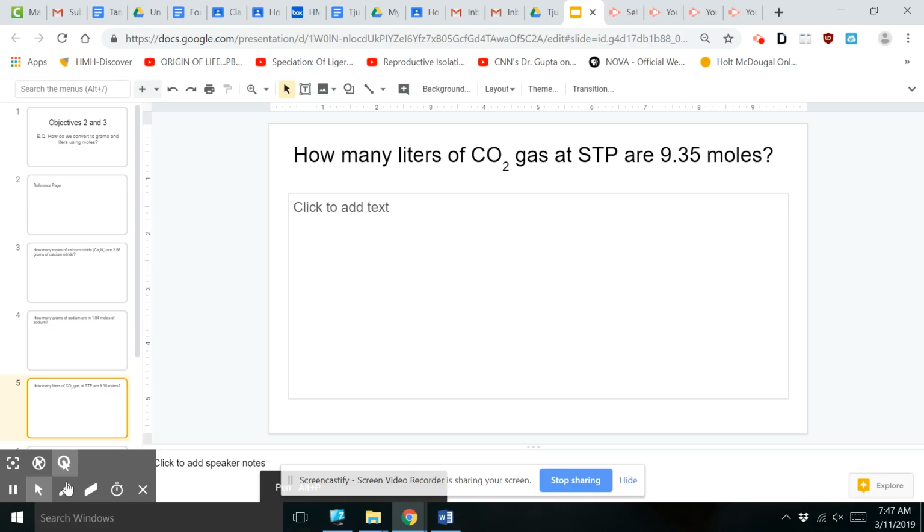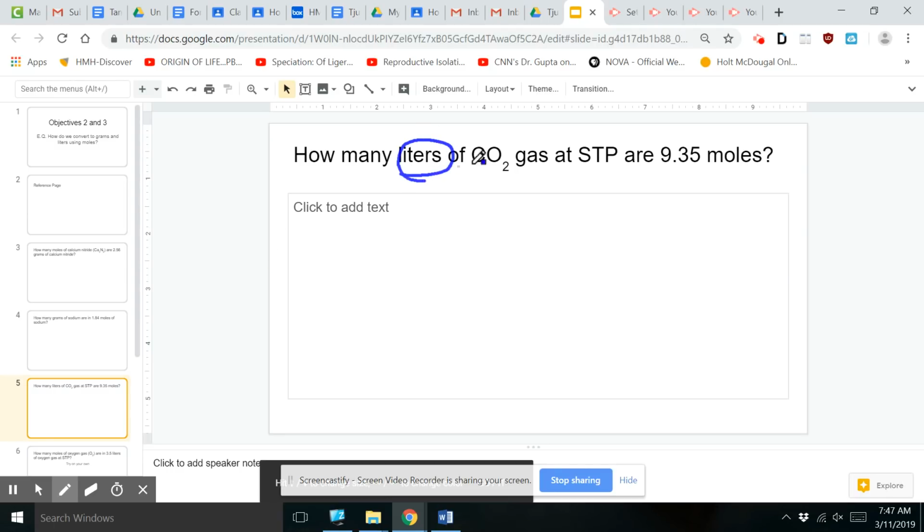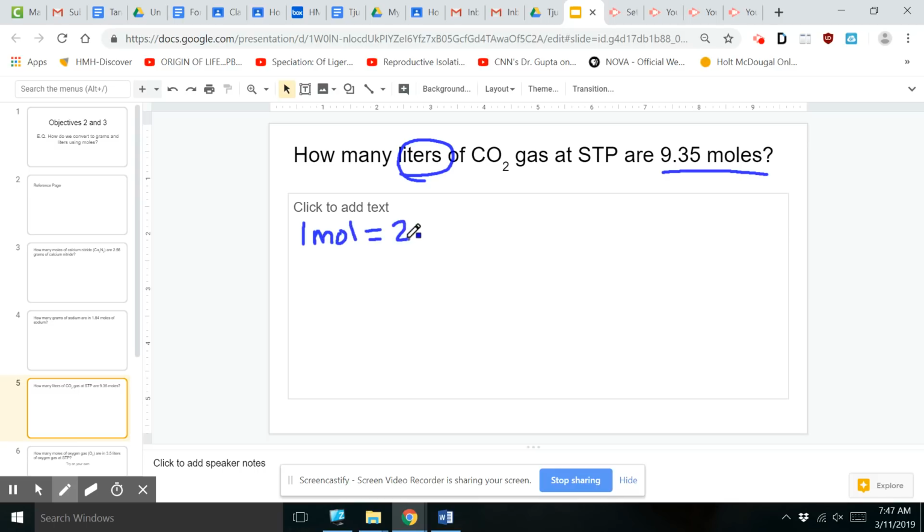So question number 3 now deals with something different. How many liters are in 9.35 moles? We're looking for liters. From the beginning of the sheet and on your reference page, you should have seen that 1 mole is equal to 22.4 liters. Again, this is of a gas at STP.